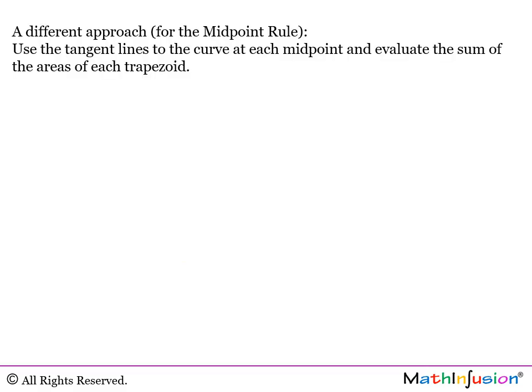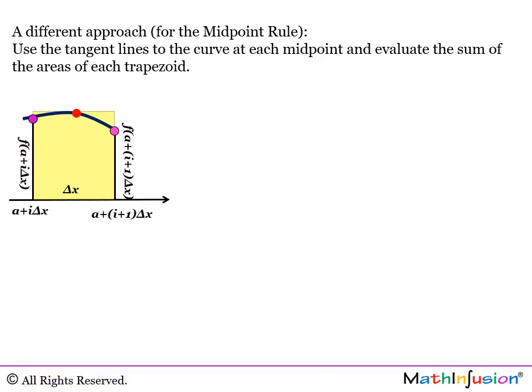Here is a slightly different approach. We can also use the tangent lines to the curve at each midpoint and evaluate the sum of the area of each trapezoid. For example, here is a subinterval, and the midpoint is the red point there. And what happens when we take the tangent line?